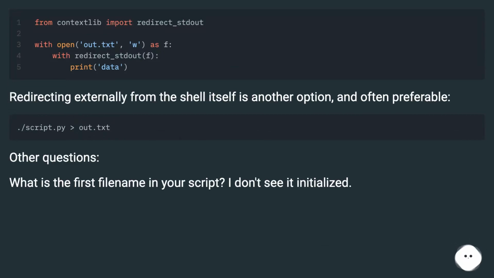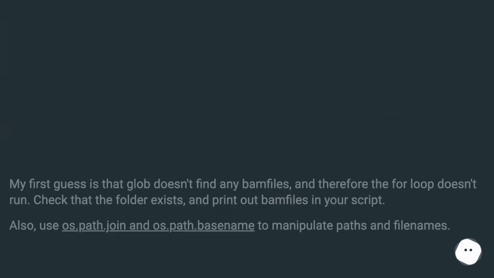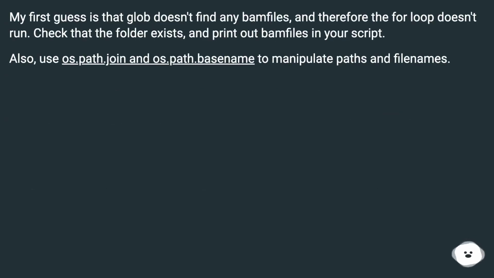Other questions? What is the first file name in your script? I don't see it initialized. My first guess is that glob doesn't find any BAM files, and therefore the for loop doesn't run. Check that the folder exists, and print out BAM files in your script. Also, use os.path.join and os.path.basename to manipulate paths and file names.